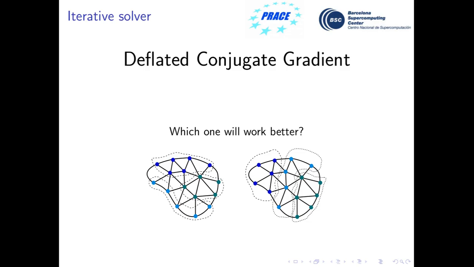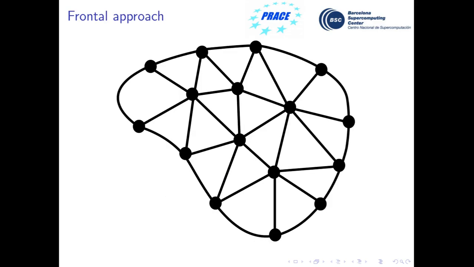Different types of method means different types of groups, which will result in different solver behavior. In total, 3 methods have been tested. The first method, purely based on geometry of the model, is called frontal approach.